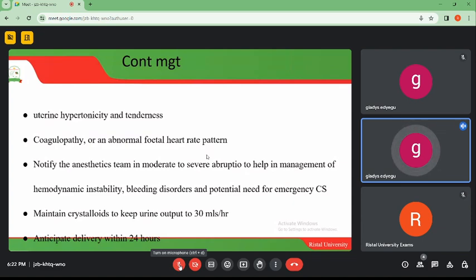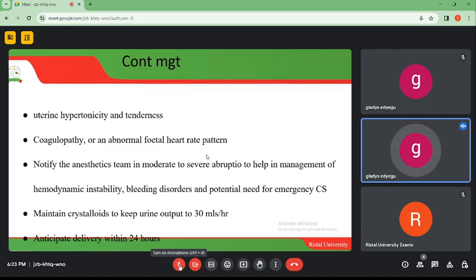Then notify the anesthetist team in moderate to severe abruptio to help in management of hemodynamic instability. Hemodynamic instability is when the mother has lost a lot of blood and it has caused a shock and all that.